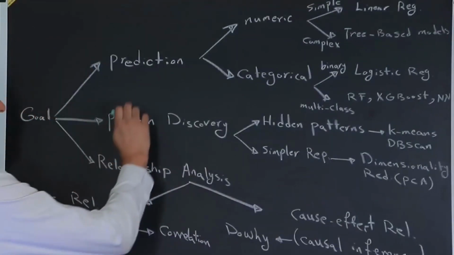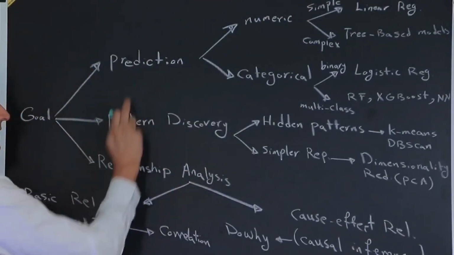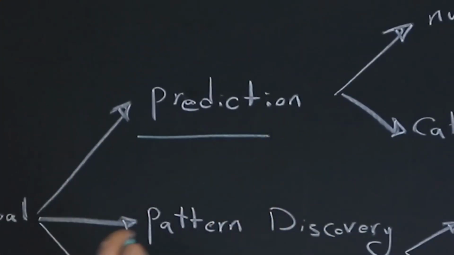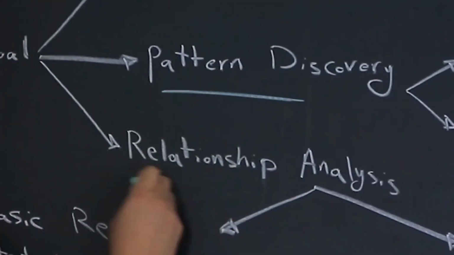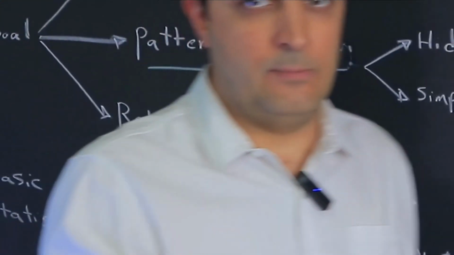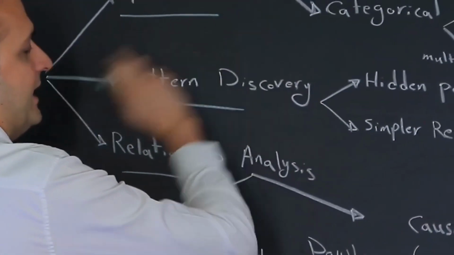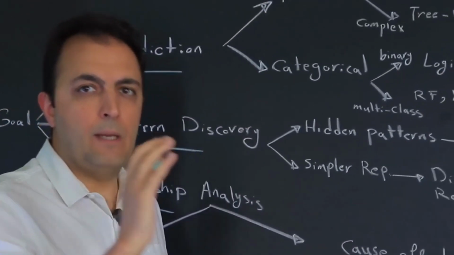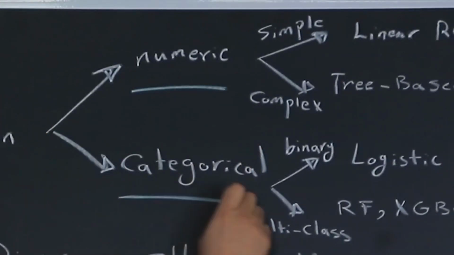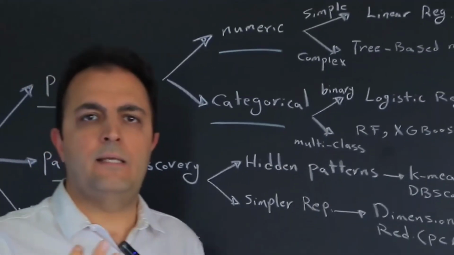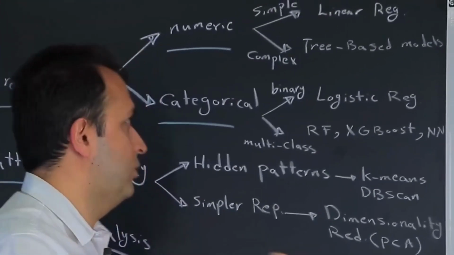In general, we have three main goals when analyzing data. We're either trying to predict a variable, discover patterns and structures, or explore causal relationships. If you're interested in prediction and want to forecast a target variable, there are two scenarios. Either your target variable is numerical or your target is not numerical. For example, it's a yes, no variable.